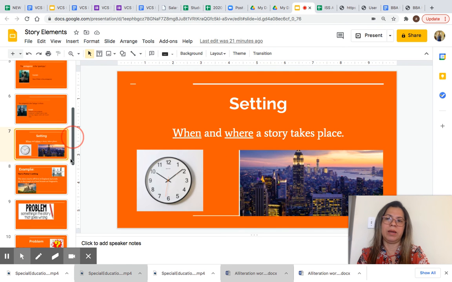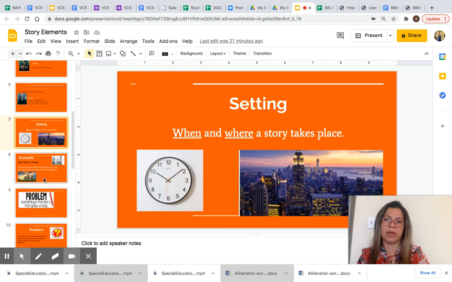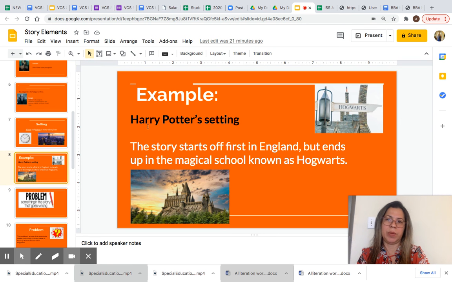Setting: when and where a story takes place. An example, Harry Potter's setting. The story starts off first in England, but ends up in the magical school known as Hogwarts. So this is the setting of Harry Potter.